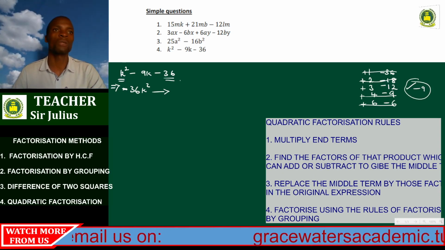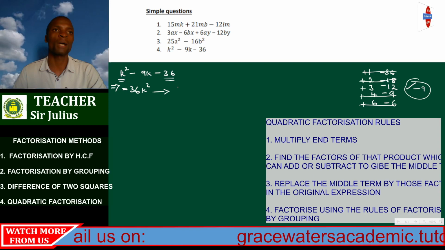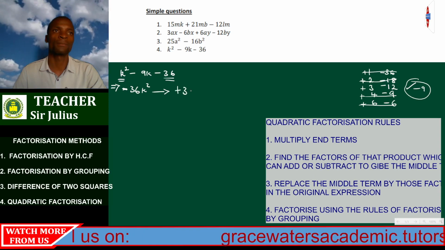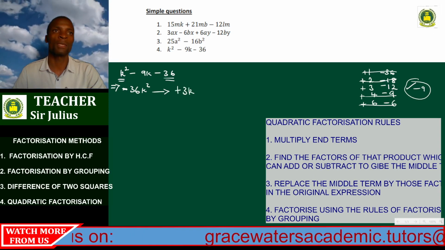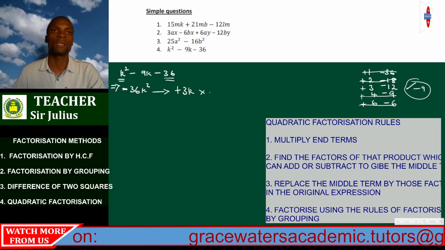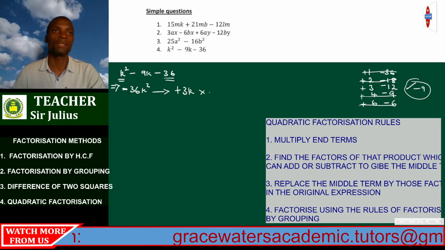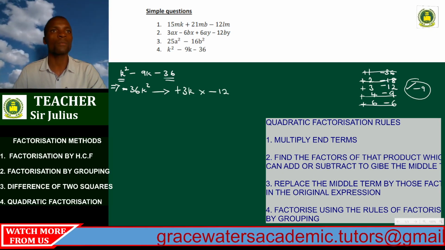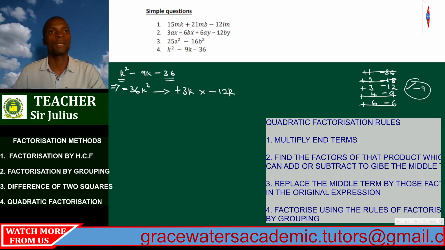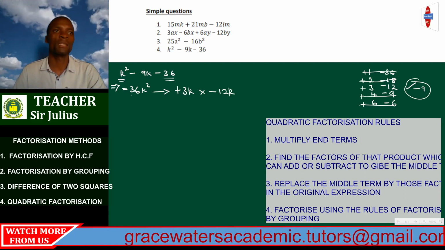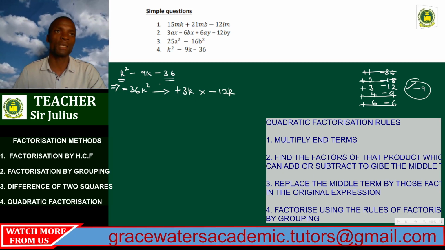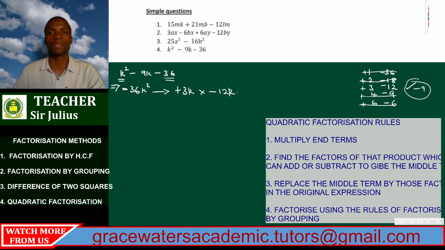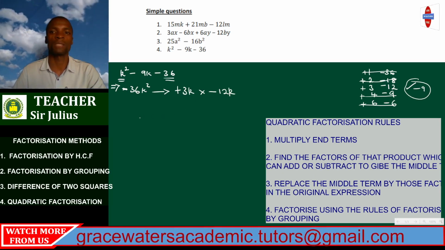So the factors that you're going to deal with are positive 3k times negative 12k. In other words, we are writing negative 36k squared in terms of its factors. That's it. We are done with this stage.